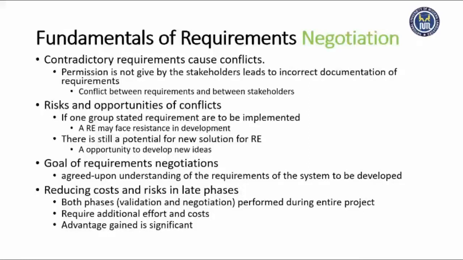The goal is to reach agreed-upon requirements of the system that needs to be developed, reducing cost and risk in late phases. If we are negotiating, then of course it will reduce the cost and risk. Both phases, validation and negotiation, are performed during the entire project. It requires additional effort and cost, but the advantage gained is significant. And the advantage is reduction of overall cost, increase in acceptance, supporting creativity and innovation. Let's move on and check the quality aspects of the requirements.